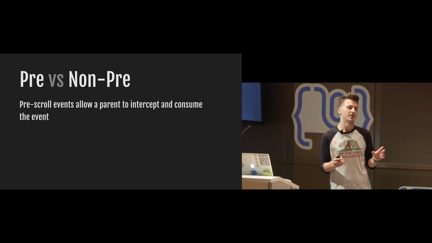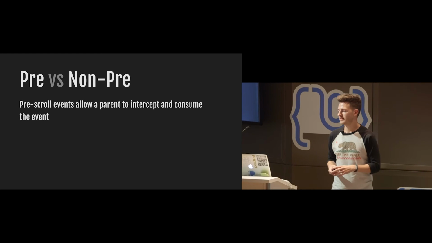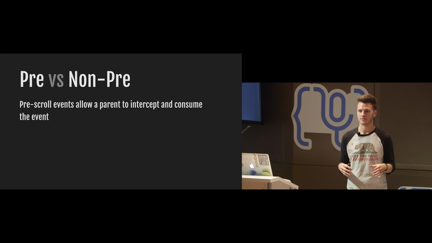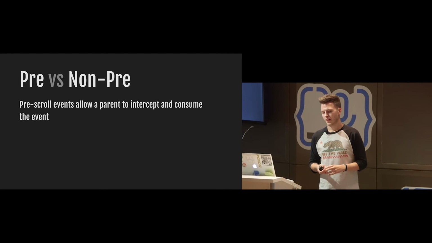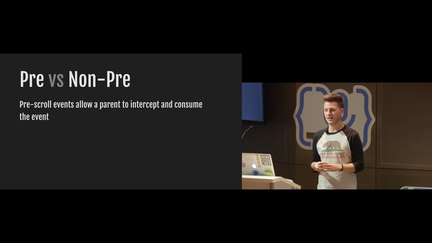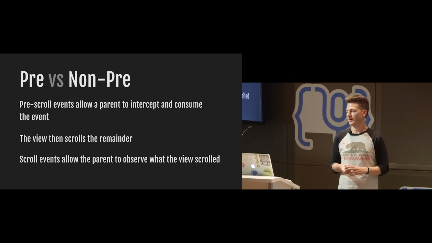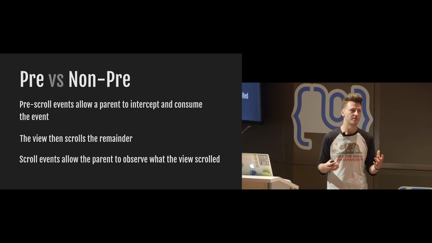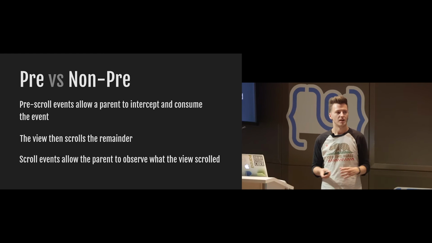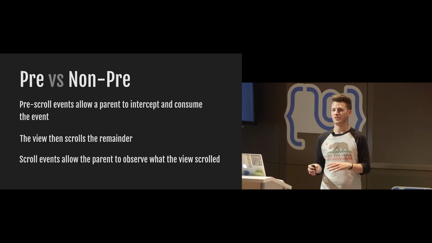The other thing to know about is the difference between pre and non-pre. Pre-events allow a parent to consume any or all of an event, or none even. Anything which the parent doesn't consume is then left to the scrolling view to use. The view then moves itself, scrolls itself, and then a non-pre scroll event, just a scroll event, is sent. That's an observational method. The parent can't do anything at that point, it's just observing.